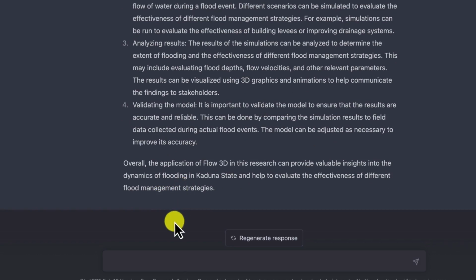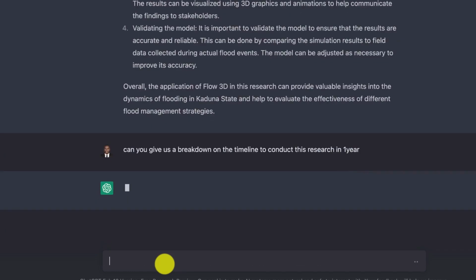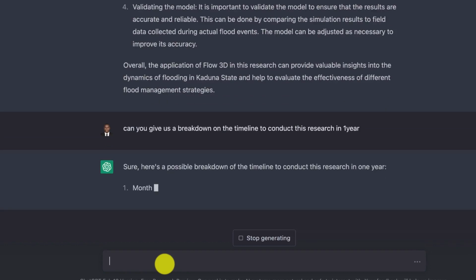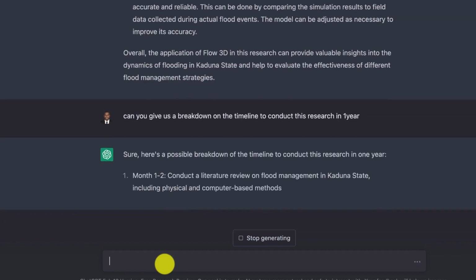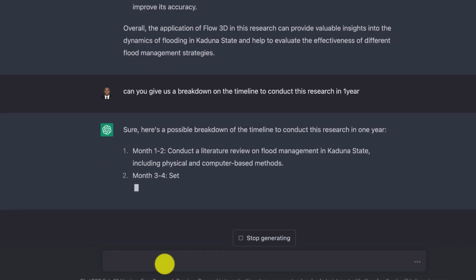So this is the methodology. You're going to give a Gantt chart. Usually, if you are detailed about the methods, you have to provide a Gantt chart that gives the timeline on how you're going to cover it. So can you give us the breakdown of the timeline to conduct this research in 1 year? For example, if this research is to be conducted in 1 year, how is it going to spread the timing for you? So here's a breakdown of the timeline to conduct the research, months 1 to 2. You just be very specific and detailed.